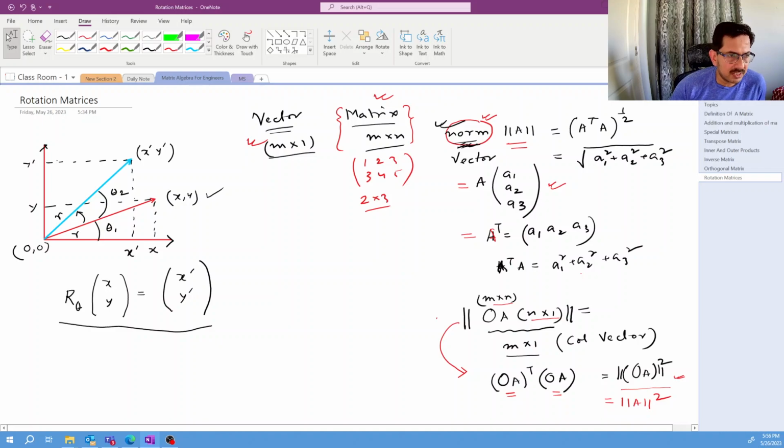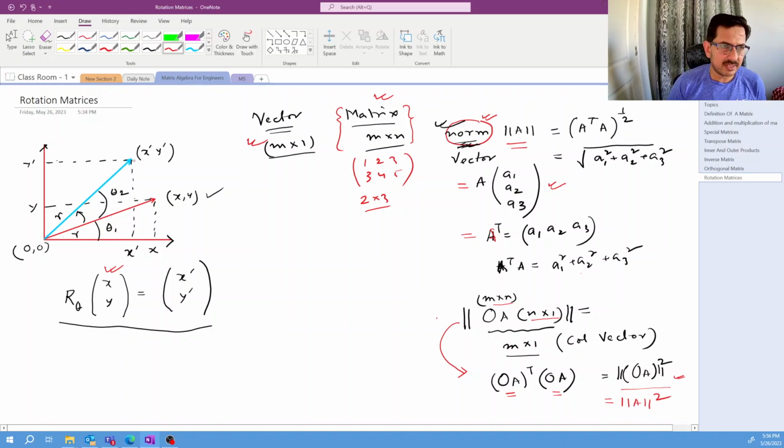So let's first understand the problem statement. Let's consider we have a vector represented by R, and its initial point is x and y. So this is my vector, and I want to rotate it. The initial angle was theta 1, and I want to rotate it by theta 2, and I want to create this vector.